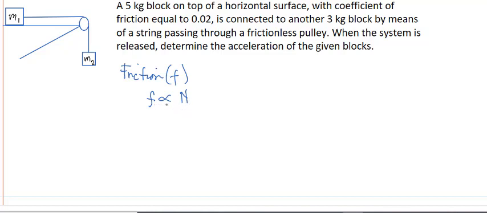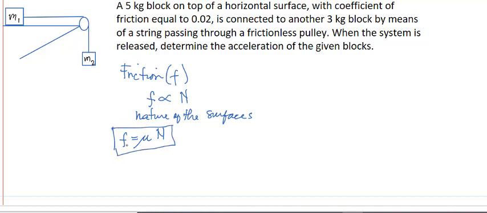When we say friction is directly proportional to the normal force, it means the greater the normal force, the greater the friction force. And another thing, friction is also affected by the nature of the surfaces in contact. So we can write the friction force as an equation by considering the nature of the surface as a constant, that is the mu. If mu is less, the surface is smooth, and if mu is great, the surface is rough. So we now have the equation F = mu N, where mu is the coefficient of friction.